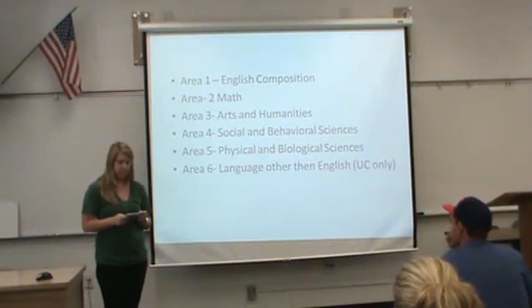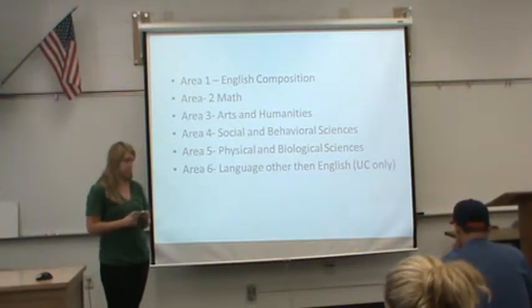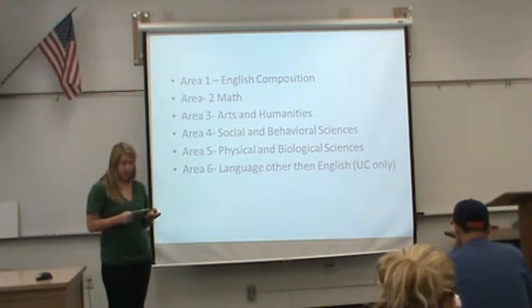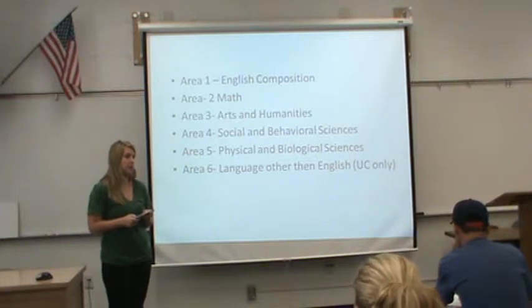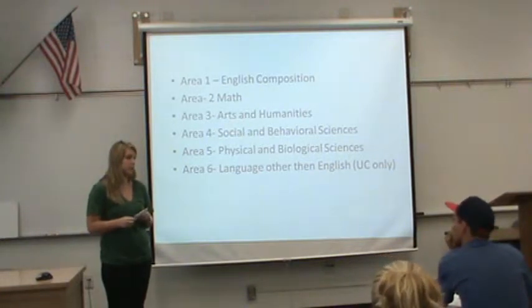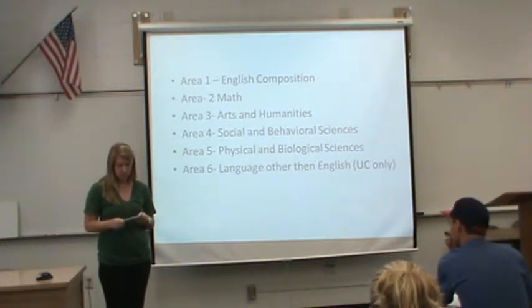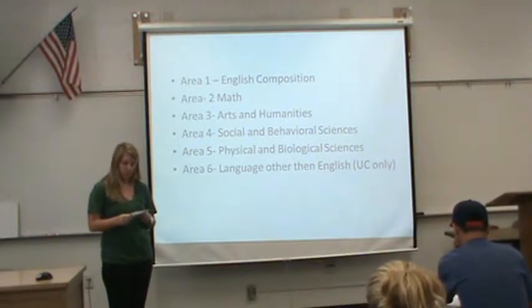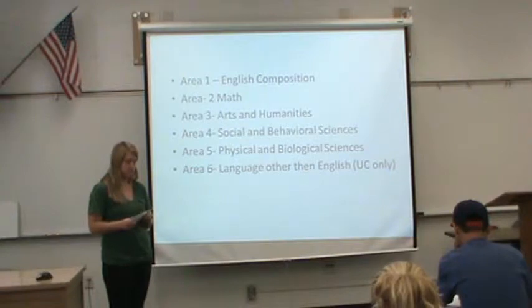Area 5, physical and biological science. To fulfill this requirement, you need 1 physical science like geography or oceanography, 1 biological science such as anatomy or biology, and 1 lab course. You need a total of 7 to 9 units. Area 6, if you're interested in going to UC, you'll need to take 1 foreign language class other than English.